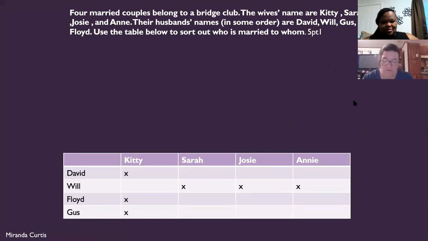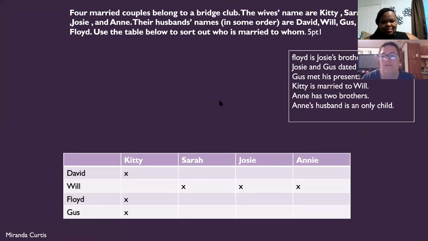Okay, so Floyd is Josie's brother, so there's no way they should be married. So we made sure that we are going to X them out. So we know Josie and Floyd, there's our X. They aren't married. Then Josie and Gus dated some, but we know those two aren't together either, because if we keep reading, it says Gus met his present wife after that. So we know they didn't marry. He's not here, and so we have an X there.